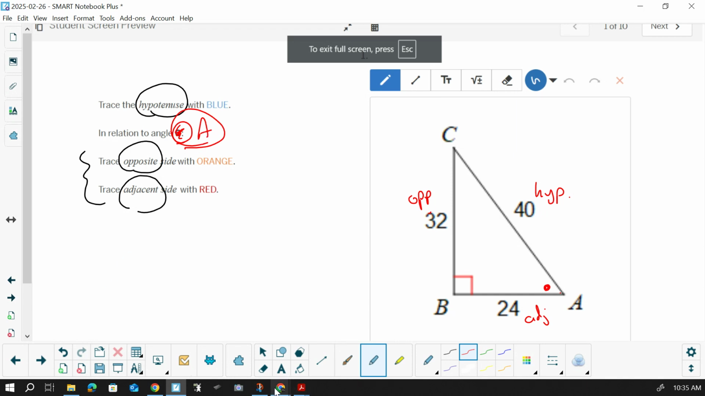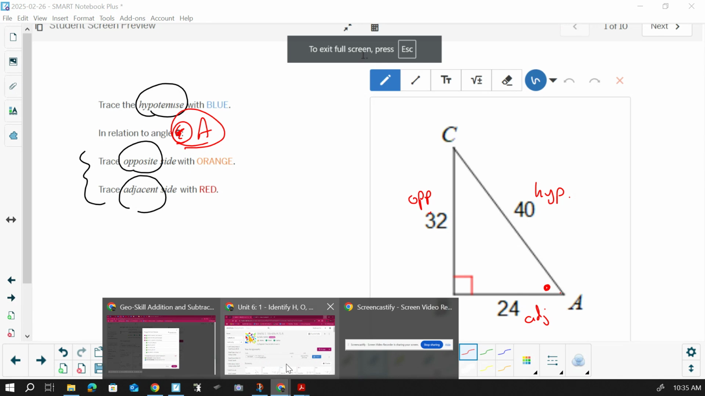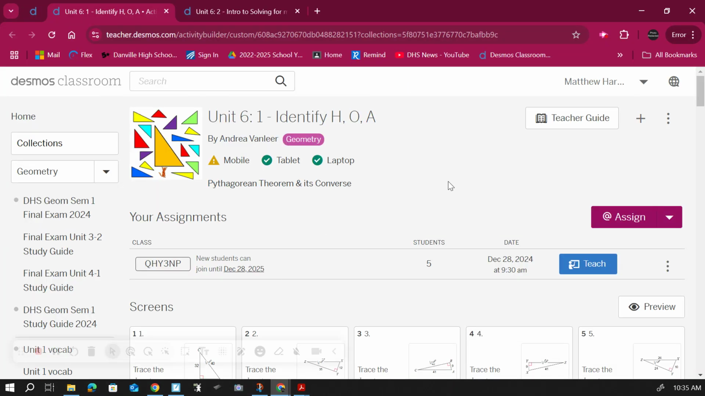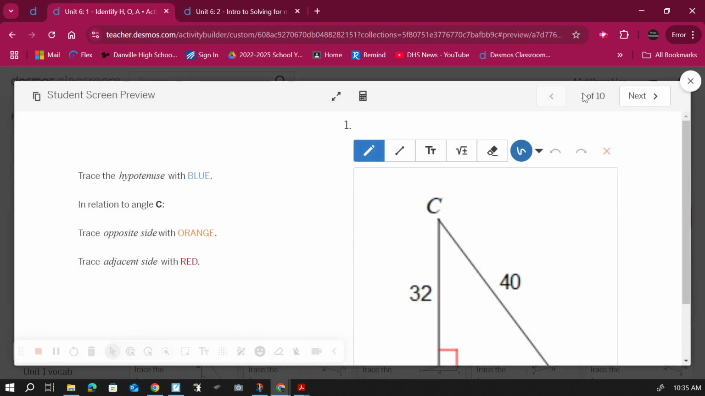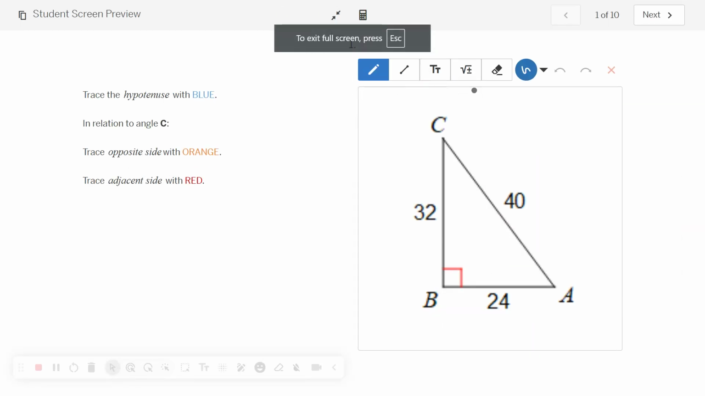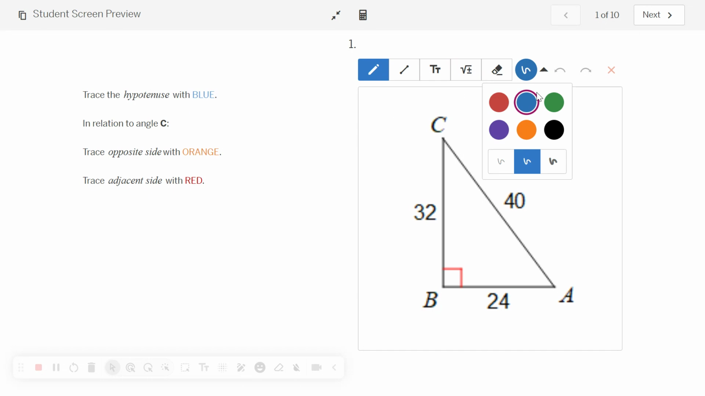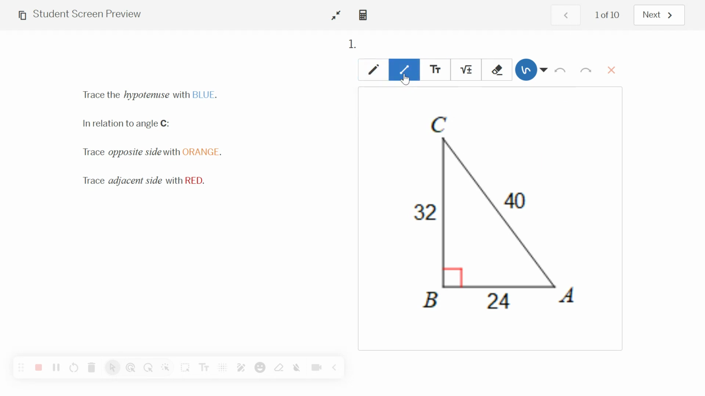Now, let's take a look at what this actually looks like in the assignment that you're going to have to do. Identify hypotenuse, opposite, and adjacent. Let me make it full screen here. This is what it looks like for you. Notice, it says trace the hypotenuse blue. The easiest way to do this, first of all, switch it to blue. That's blue already. Then it's easier to switch it to line, and then you can take your mouse and trace it. Let's see if we can make it a little bit thicker. Yeah, there we go.